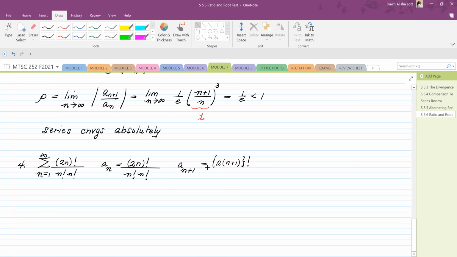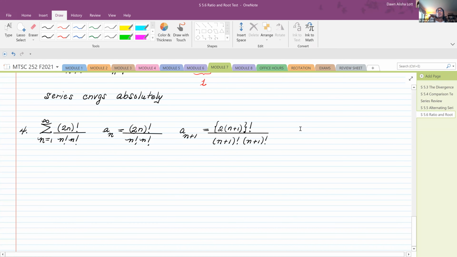And for the bottom, can we use squared? Yeah, you can. It's just like (n+1) squared factorial. Okay, that it is not. No, it is not (n+1) squared factorial. It is (n+1) factorial squared. There's a difference. But that looks really good.